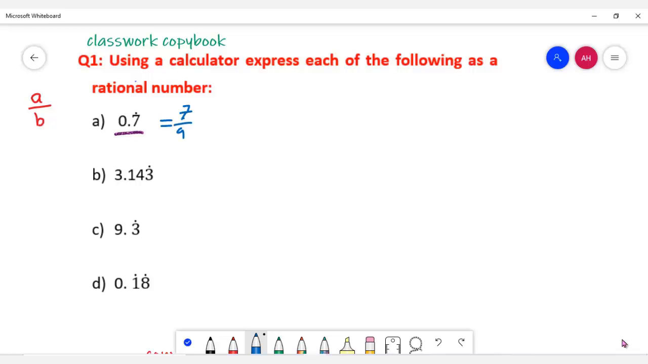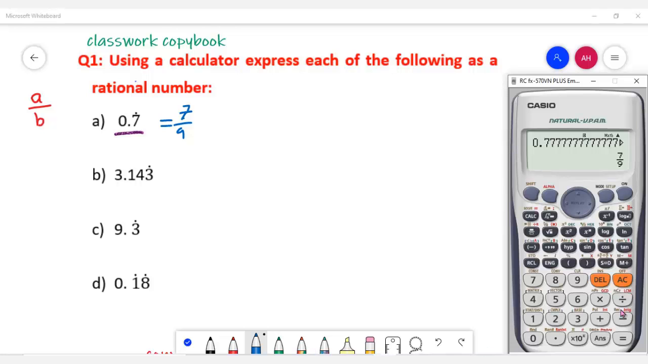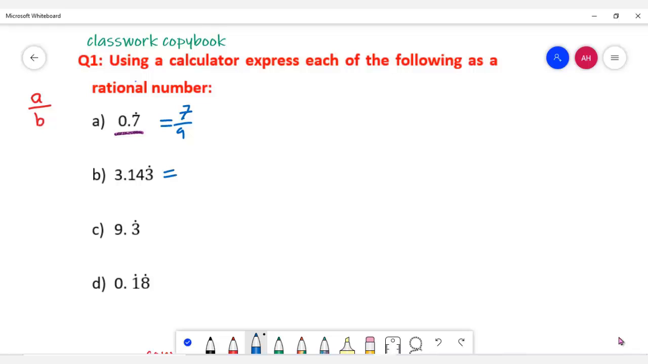Let's go now for number B. 3.14, and the 3 is repeated. Again, using the calculator, 3.14, and since the 3 is repeated, I will keep on writing 3 until the end of the screen. Equal, and here is my rational number. So it is equal to 943/300.